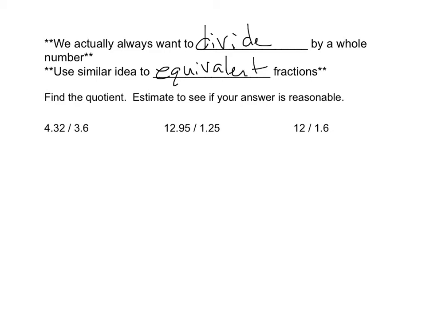I want us to find the quotient, and we can estimate to see if our answer is reasonable. On our first problem, we're taking 4 and 32/100 and dividing it by 3 and 6/10. Now this one's a little bit tougher, but we might say that 4 and 32/100 is about 4, and 3 and 6/10 would also round to 4. So we should have an answer that's pretty close to 4 divided by 4, which would be 1. This is what it's actually going to look like though.